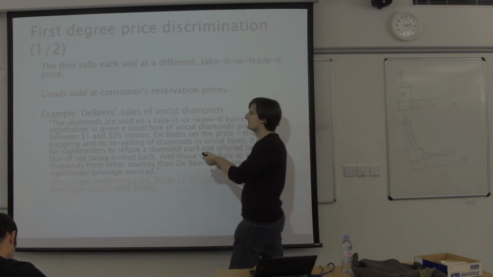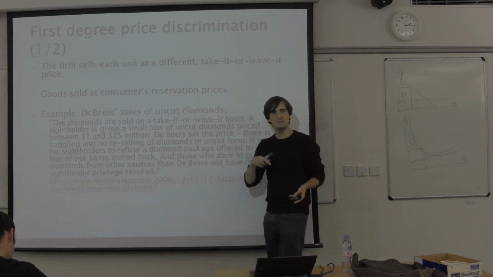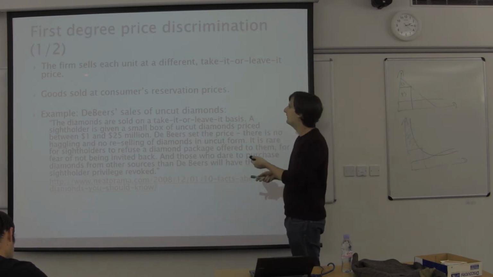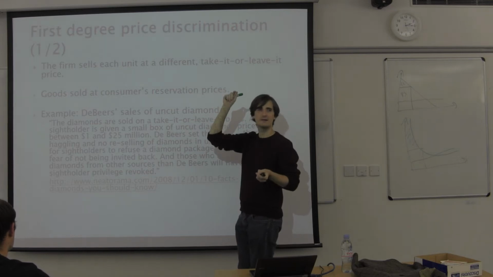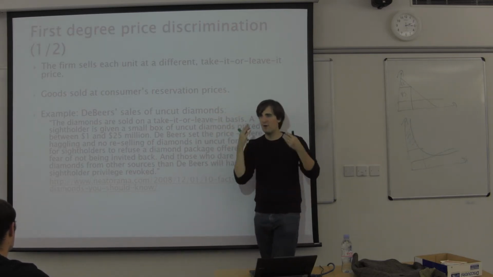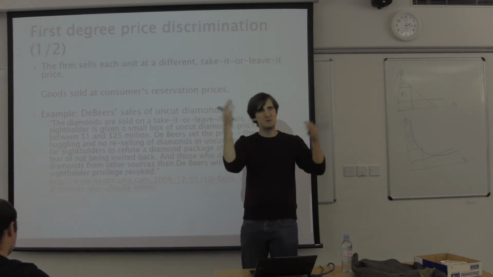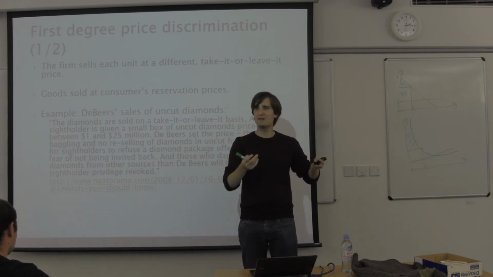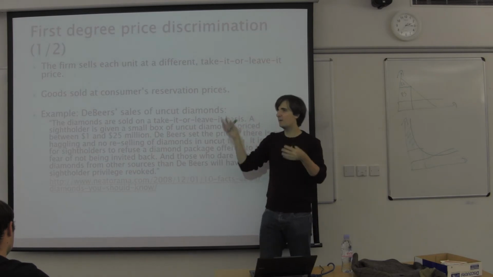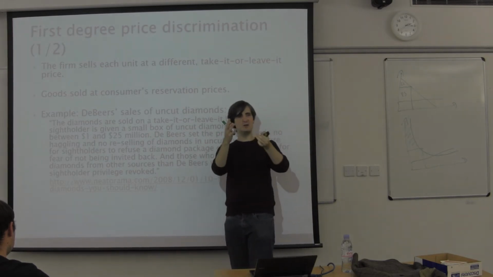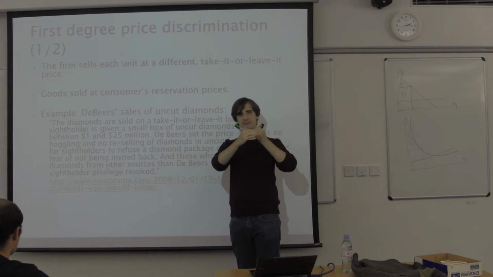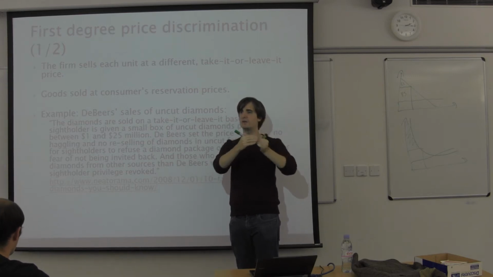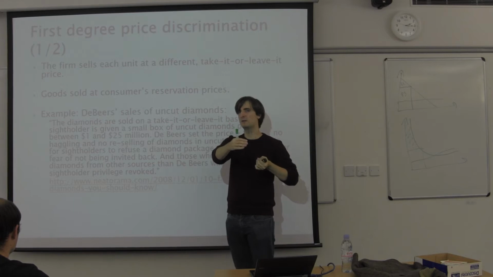And this is the least common in reality, but it still happens occasionally. And this is when the firm sells each unit at a different take it or leave it price. Okay, so the firm looks at you, judges you from looking at you and says, this is the price you have to pay. Okay, so the ideal thing the firm would like to do is to look at you, somehow work out exactly what your reservation price is, the absolute maximum you're prepared to pay for the good, and the firm will charge you that amount.